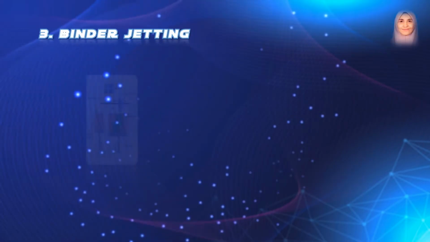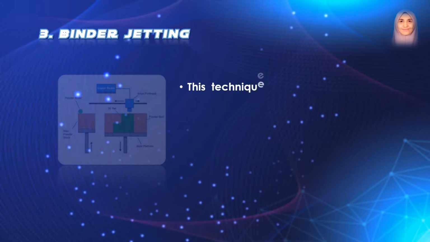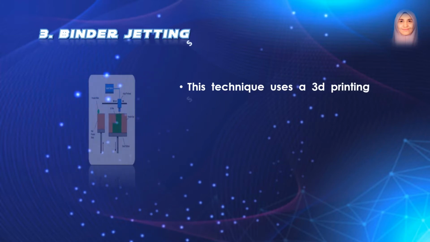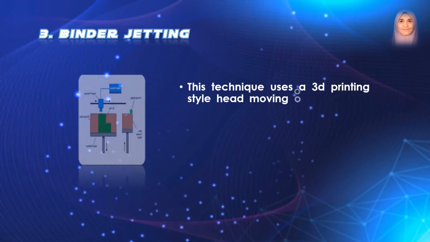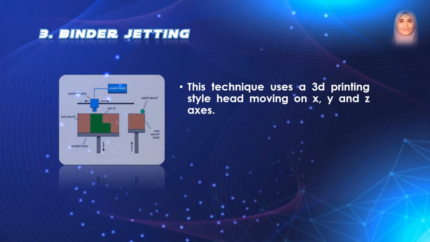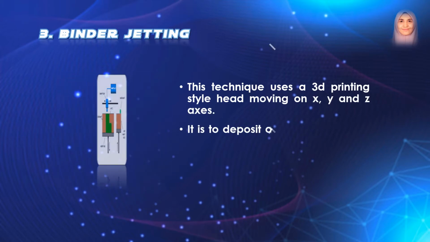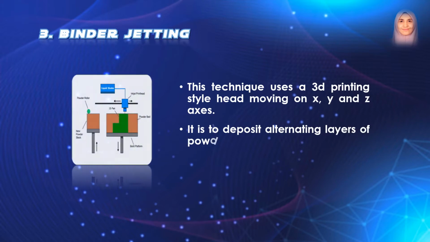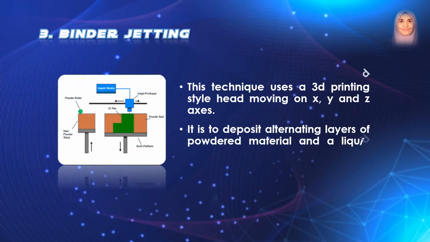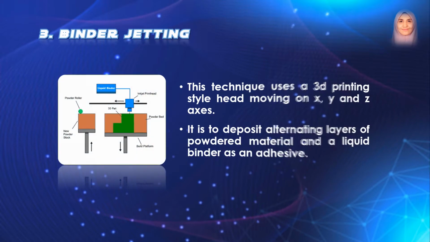Meanwhile, binder jetting is a technique that uses a 3D printing style, with a print head moving on the X, Y, and Z axis. It is used to deposit alternating layers of powdered material and a liquid binder as an adhesive.